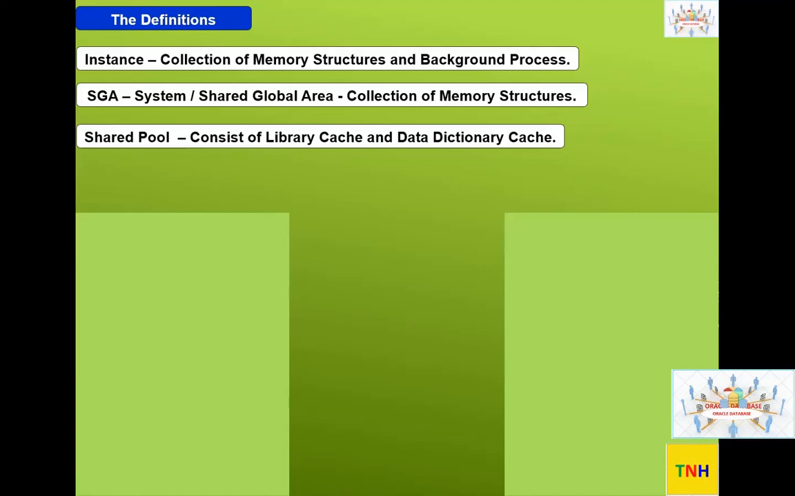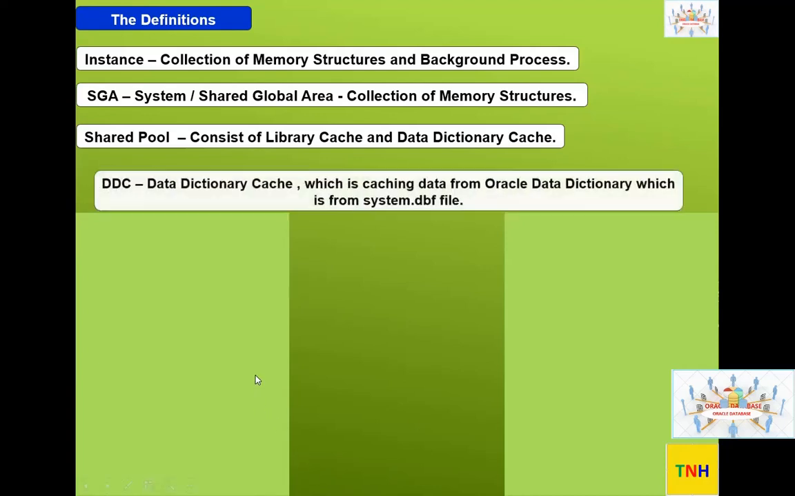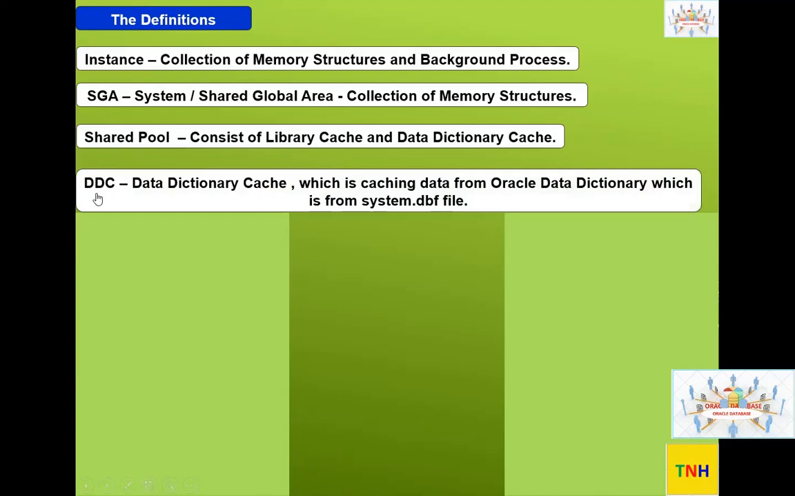A prefetch area from Oracle system DBF file. It will maintain a cache from system DBF file. Fine. Let's go to the next one. What is the next definition? It is given, DDC, what I just explained. Data dictionary cache, which is caching data from Oracle data dictionary, which is from system DBF file.